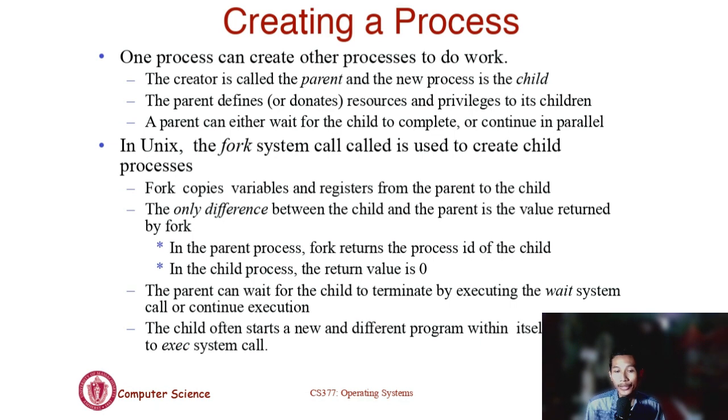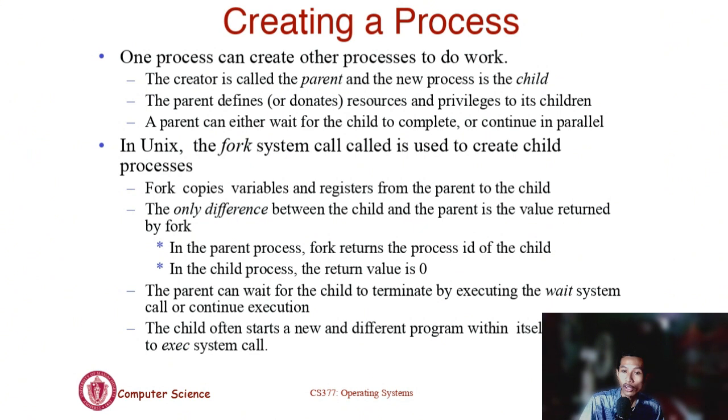And in here, parents might choose to either wait for the child process to complete their task before continuing, or they may continue their own execution in parallel with their children. So, for example, in Unix-like operating systems, the fork system call is employed to create a child process. So fork duplicates variables and registers from the parent to the child.